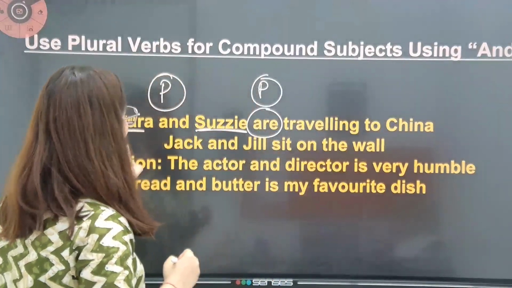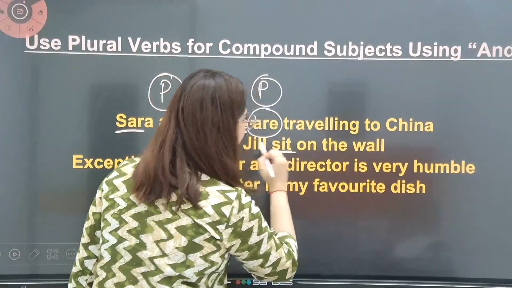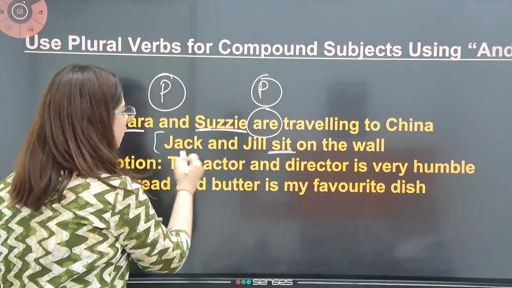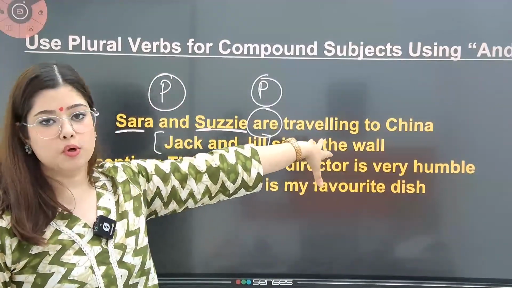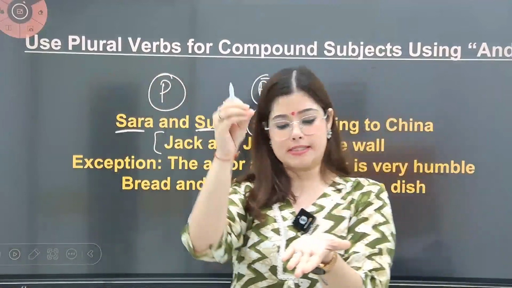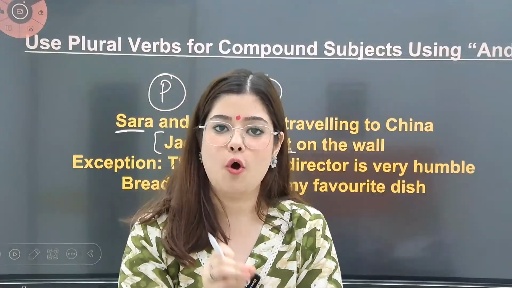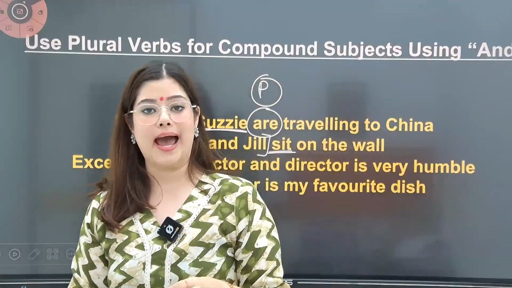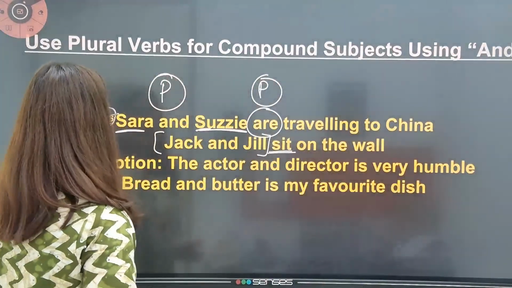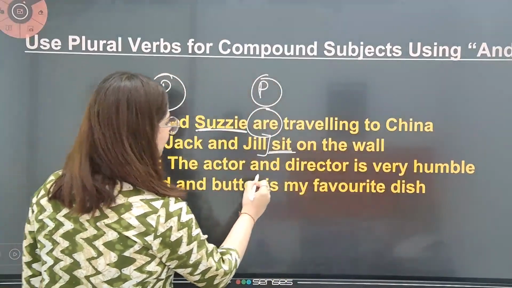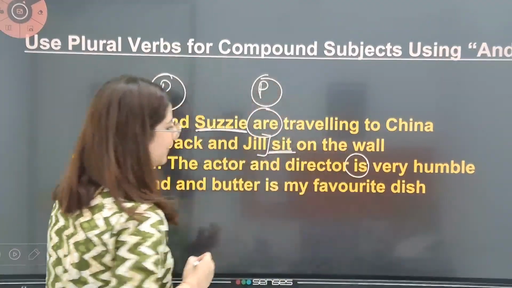Right? Jack and Jill sit on the wall. Again, we are talking about two people, plural subject, plural verb. As simple as that. The whole of subject verb agreement is based on this foundation of singular subject, singular verb, plural subject, and plural verb. Now, there is an exception that I've written here. The actor and director is very humble.